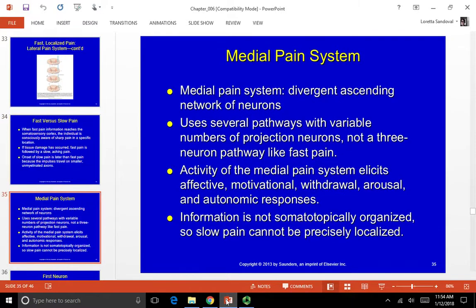So the medial pain system is those divergent ascending network of neurons. They use several pathways, variable numbers of projection neurons, not a 3-neuron pathway like fast pain. The activity of the medial pain system elicits affective, meaning emotional, motivational, withdrawal, arousal, and autonomic responses. So lots of different responses from the medial pain system because it's a divergent pathway. It goes to many different areas of your brain. The information is not somatotopically organized, so slow pain cannot be precisely localized, unlike fast pain.